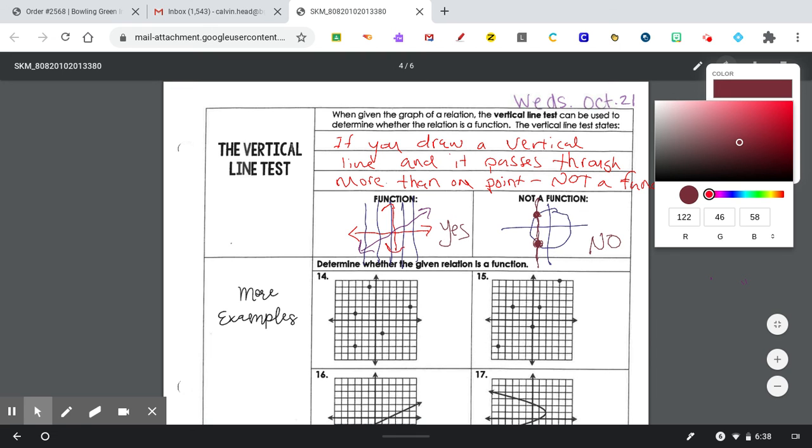So if I go down here to 14, and I start drawing vertical lines, what do I notice here? It intersects there and there. Because of this, that would be a no. If I do here, I see that there's only one point on each line. So this would be a yes.